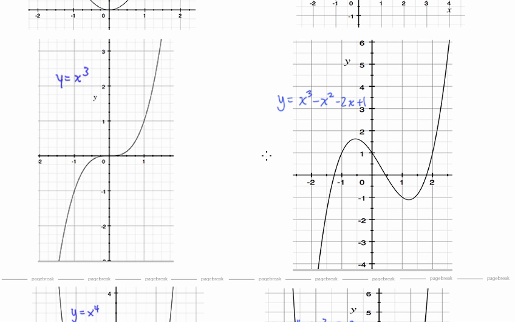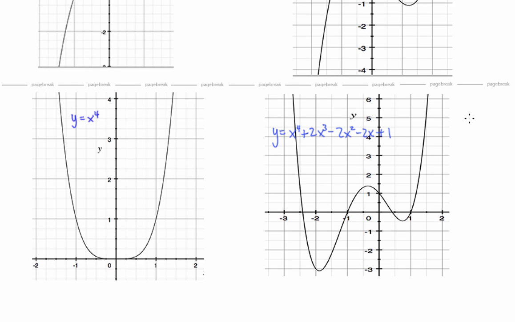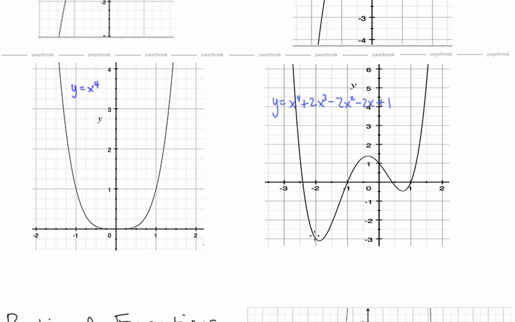With an x to the third polynomial graph, we normally see this increasing and decreasing behavior. So it's important to recognize that something of this shape is likely a third-degree polynomial graph. A fourth-degree polynomial often has this W-shaped curve.